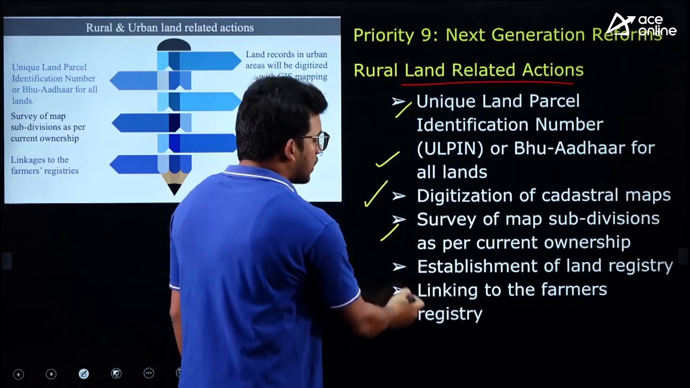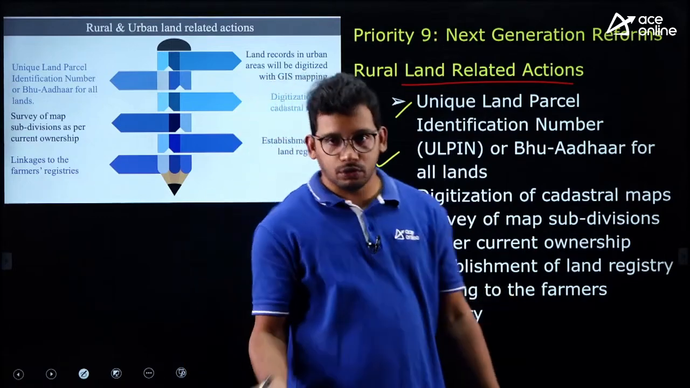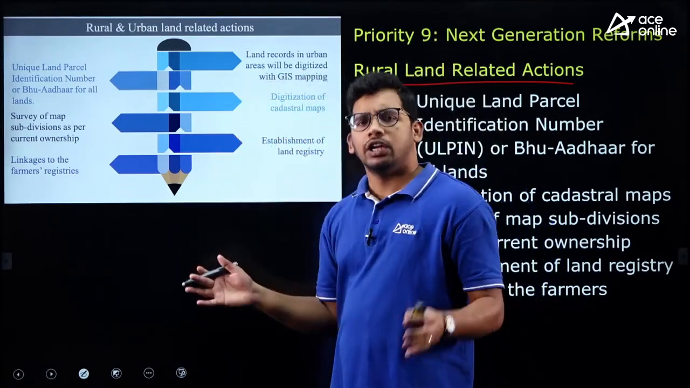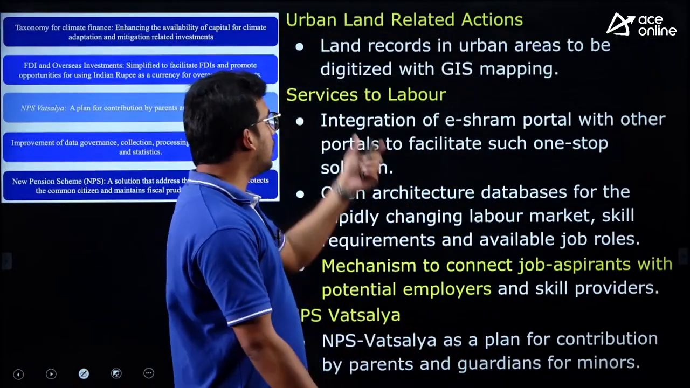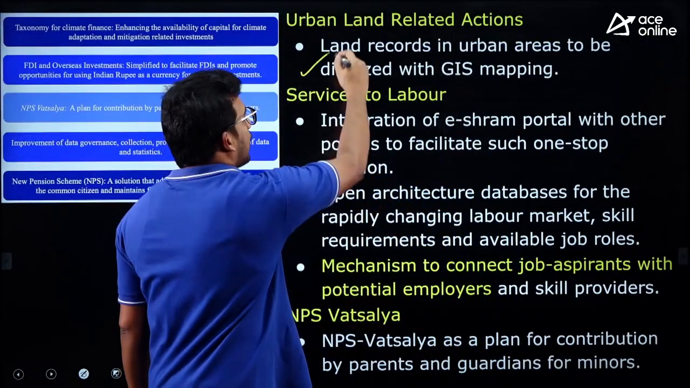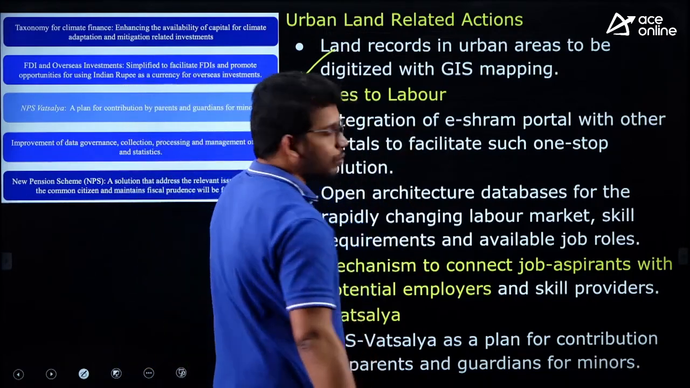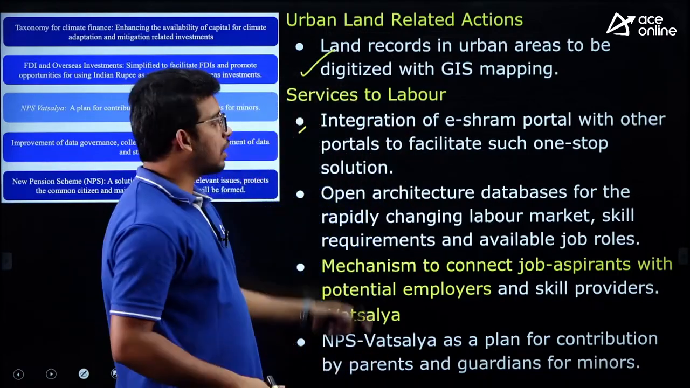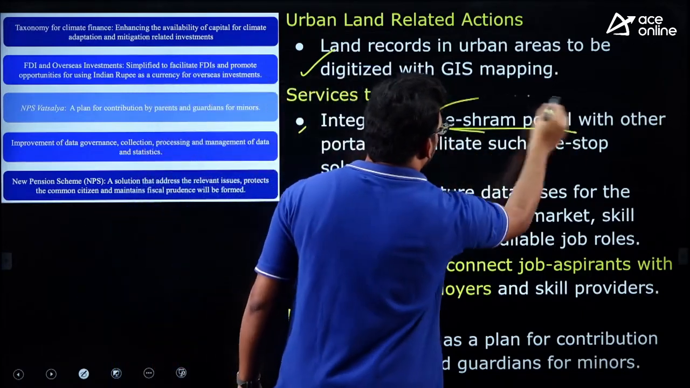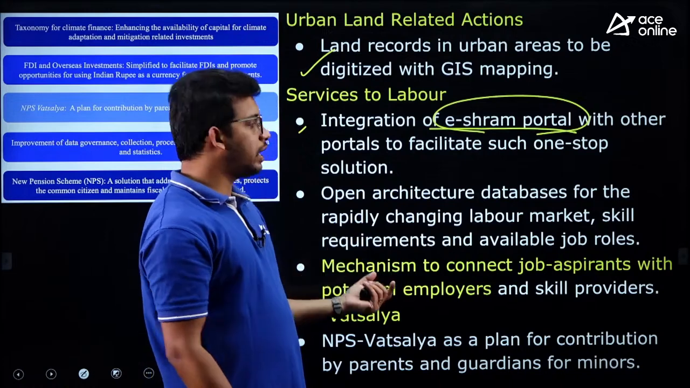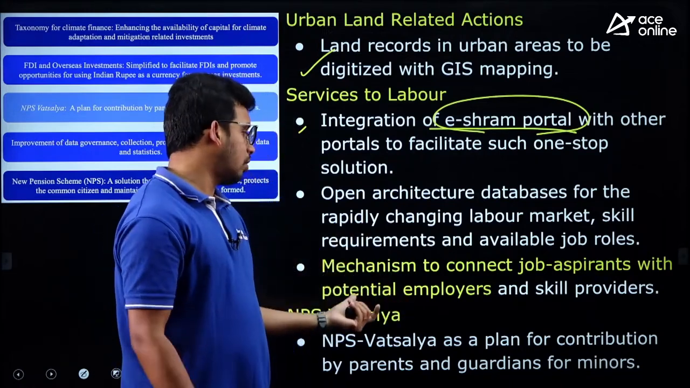And survey as well as establishment of land registry, linking the farmers to that registry. So all those things are just to manage the land records. Similarly in urban lands also, they are going to have land records, fine. Now services to labor, whoever does not have land but they are working in those agriculture fields, the eShram portal will already be there. So they are going to integrate and they can know how much agriculture land they have taken on lease and they are working and all.